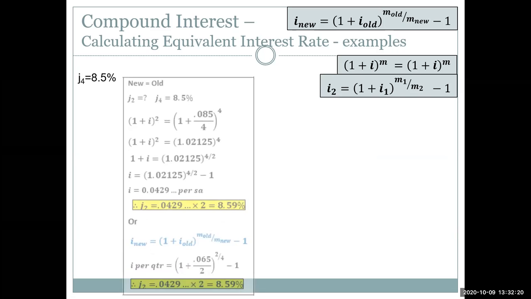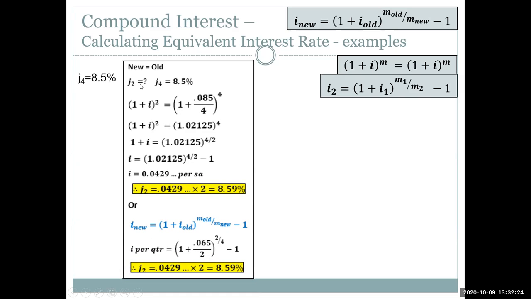Let's try our last example. We have our J12 is what we want, our semi-annual nominal rate. We have a quarterly nominal rate. So again, using the new is equal to old. The old is 1 plus 0.085 divided by 4 because of the quarterly compounding, all raised to the 4th. We do our simplification. We get rid of our exponent. We isolate our I. And we do our calculation to get the periodic rate. We then convert the periodic rate to the nominal rate by multiplying by 2, 8.59%. Conversely, we can use our textbook formula, the new quarterly rate. Remember, this should be the new semi-annual rate, not per quarter here. Again, my apologies for the errors in this. We have 1 plus 0.065 over 2. Raised to the 2 over 4.